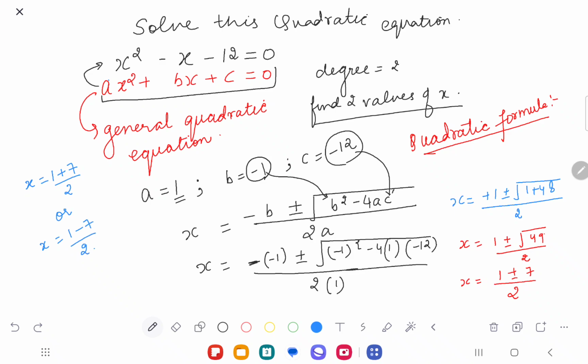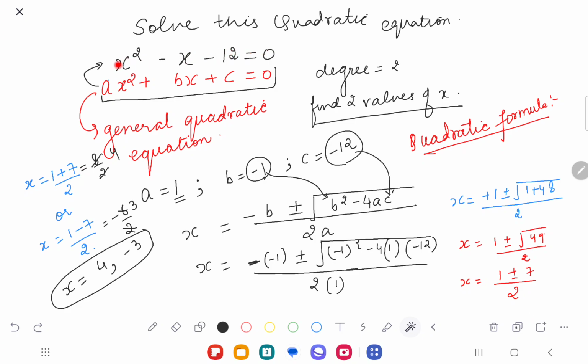I hope you understand. So it shall be 8 over 2, that shall be 4, and it could be minus 6 over 2, that shall be minus 3. So you have two values of x now, 4 and minus 3, and both of these values will satisfy the quadratic equation. Do you understand my point? This is going to be the solution of this quadratic equation.